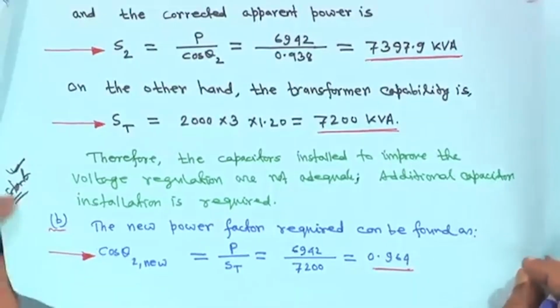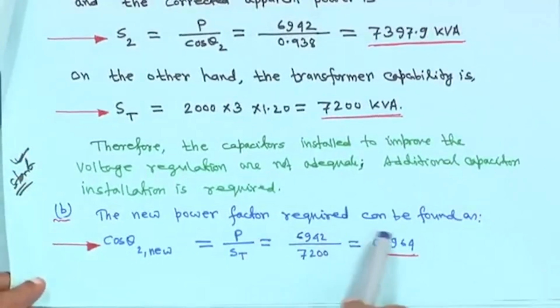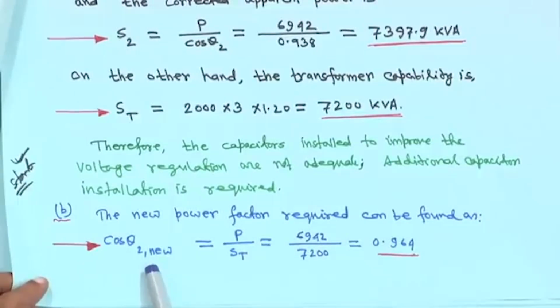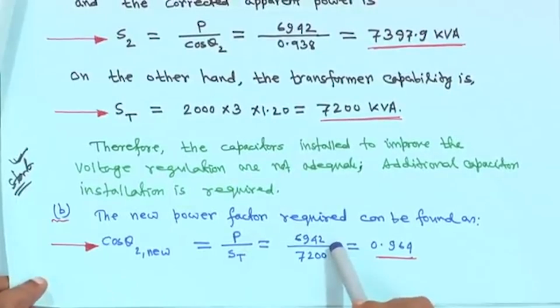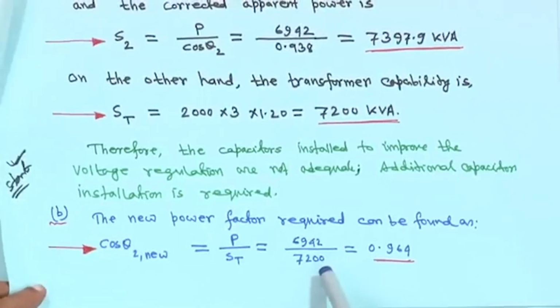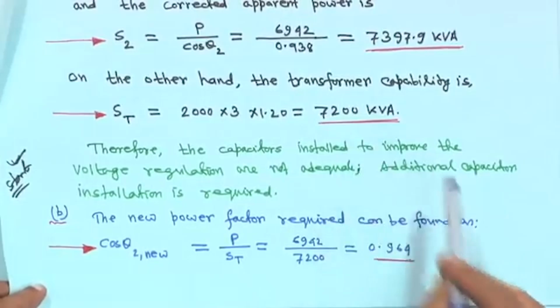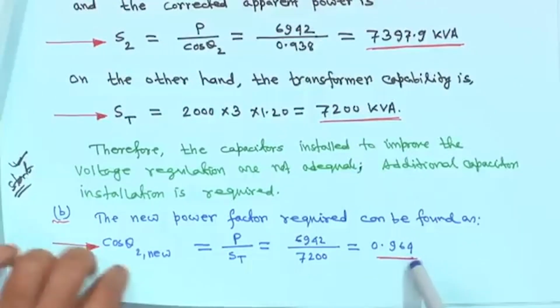Now, in the second case, the new power factor required can be found as cos theta 2 new, right, is equal to P upon S T. P we know is 6942 kilowatt and S T is 7200 kVA. Therefore, it is 0.964, right.